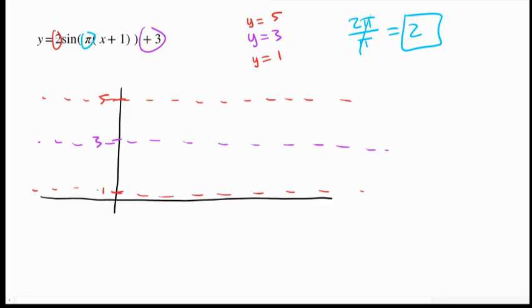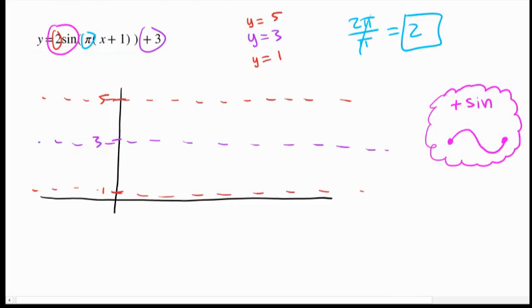Last two pieces of information that I need to know before I start graphing is that this is a positive sine function, and the general shape of a positive sine function is that I start at the midline and then go up first, and then I come back down and to the midline again. And so the h value here, which really is telling me that I'm shifting 1 unit to the left, tells me where I can start.